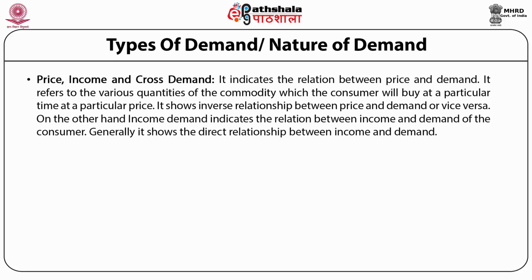Price, income, and cross demand. Price demand indicates the relation between price and demand. It refers to the various quantities of the commodity which the consumer will buy at a particular time at a particular price. It shows an inverse relationship between demand and price. On the other hand, income demand indicates the relation between income and demand of the consumer. Generally, it shows the direct relationship between income and demand.